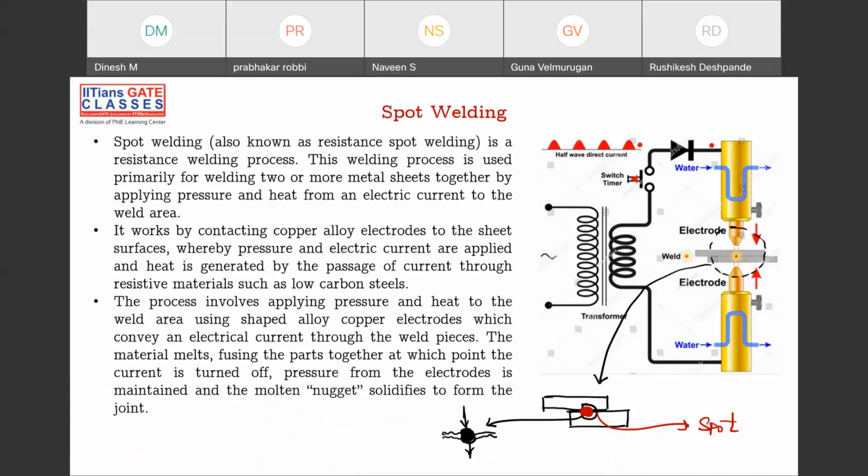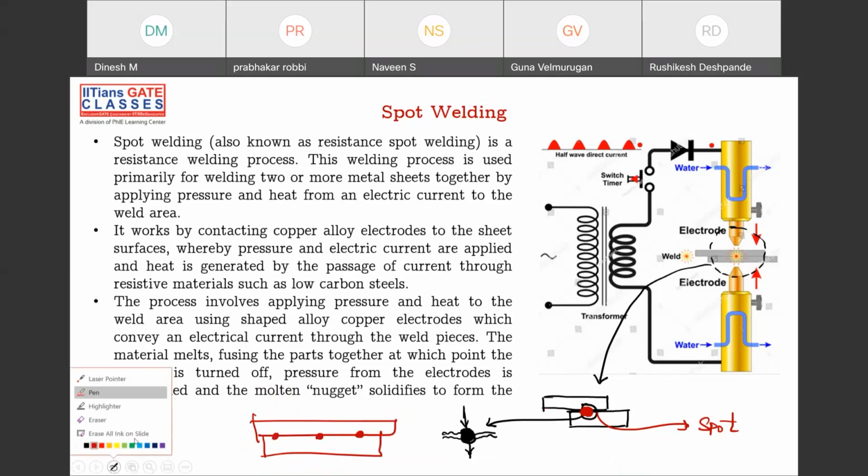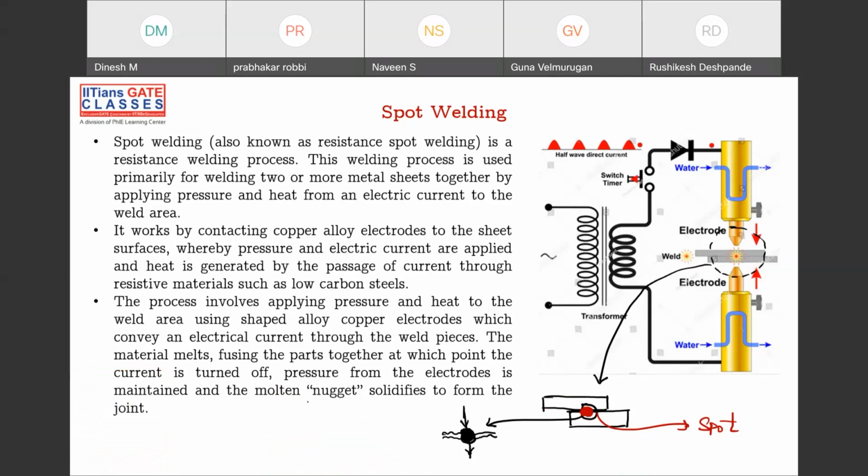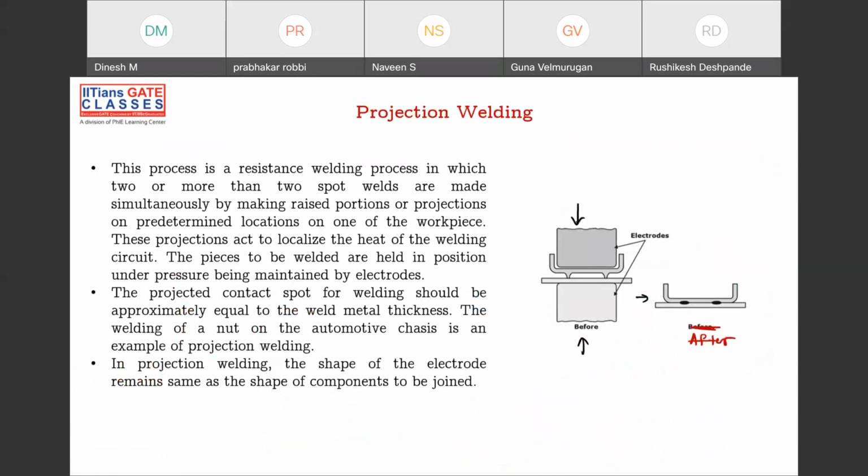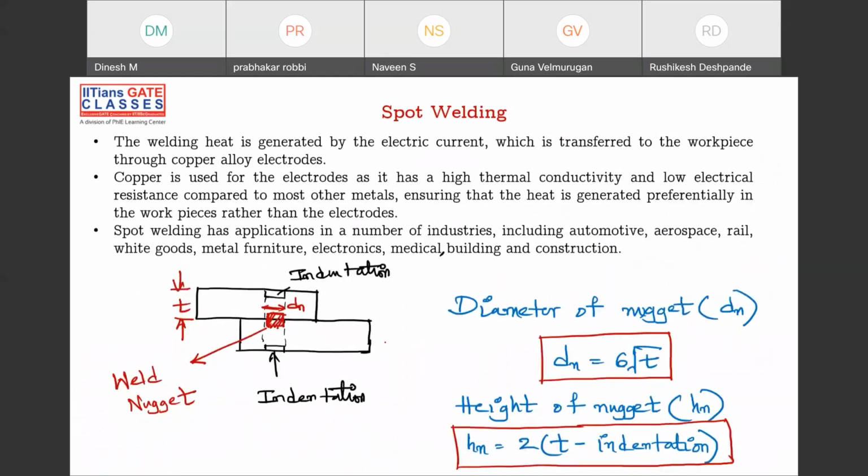Yes. Fine. So like that, you have a big sheet. One spot, two spot, three spot, like that. You can keep on making spots, and then you can join the materials. Sometimes that spot is also known as a nugget. Generally, the nugget will be in the form of a sphere, or sometimes a cylinder. You can calculate the diameter and height of the nugget like this. Let's not discuss the formulas, but you have to know the mechanism of spot welding.